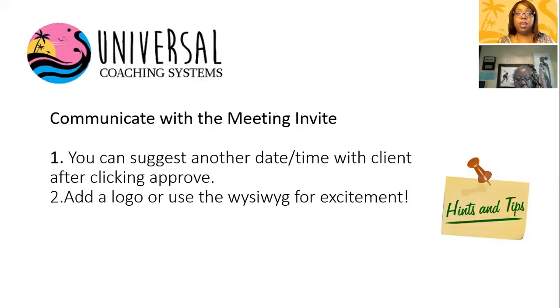Brian gets to make that change, and he gets to say, hey, can 10:30 work for you instead of 10? Change the time and then send it off. And then it's going to be booked for 10:30. Your client's going to let you know if they can't do it. Use it to suggest another date or time with your client after you click approve.